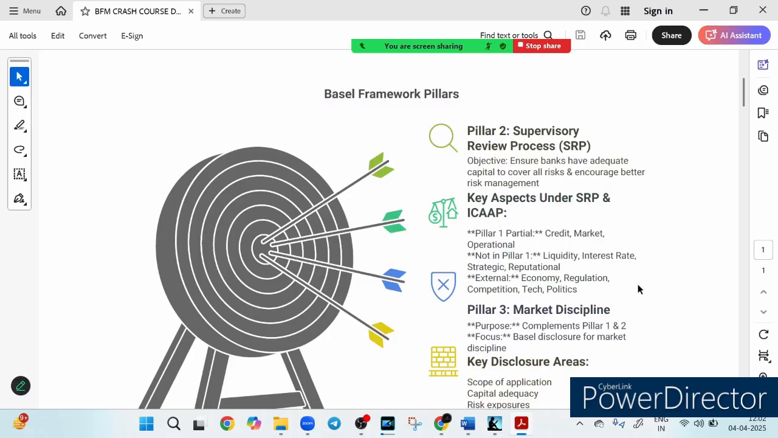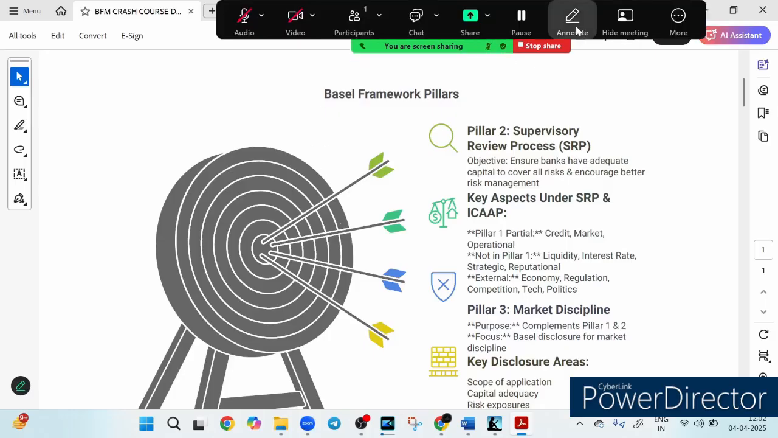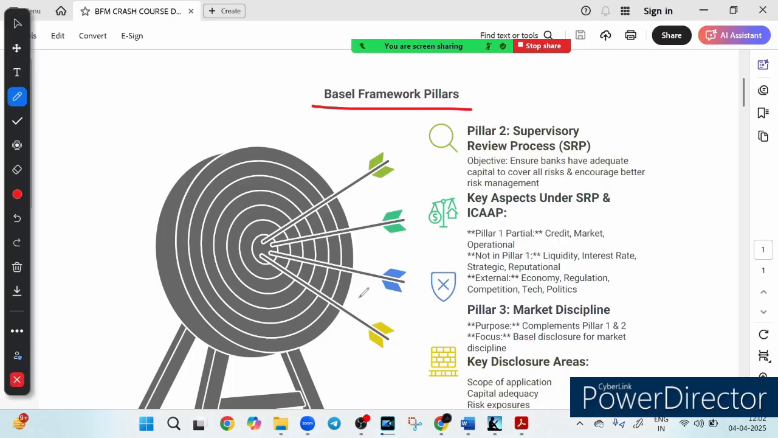So friends, this is a crucial part of banking regulation, and we are talking about the Basel framework pillars. What is the meaning of it? See, the first thing is pillar number 2, which is based on the supervisory review process, in short SRP. This SRP ensures that banks hold enough capital. What does this SRP ensure? That banks have enough capital to cover all the risks. Here the key point: to cover all the risks, the bank should have enough capital.